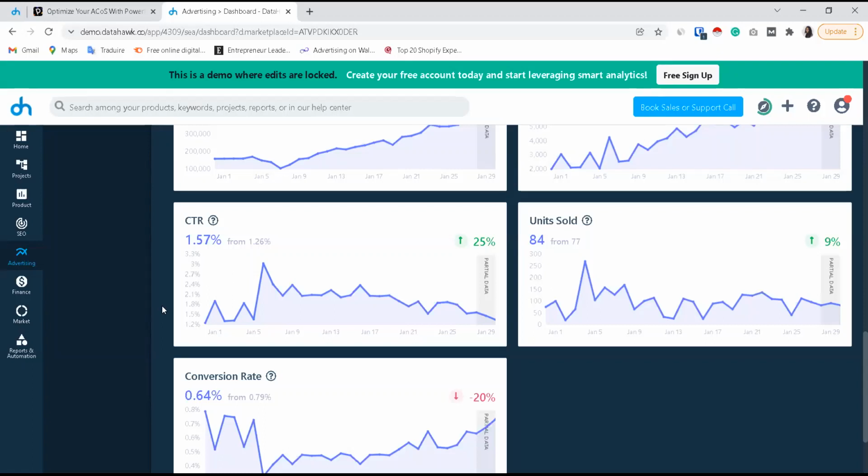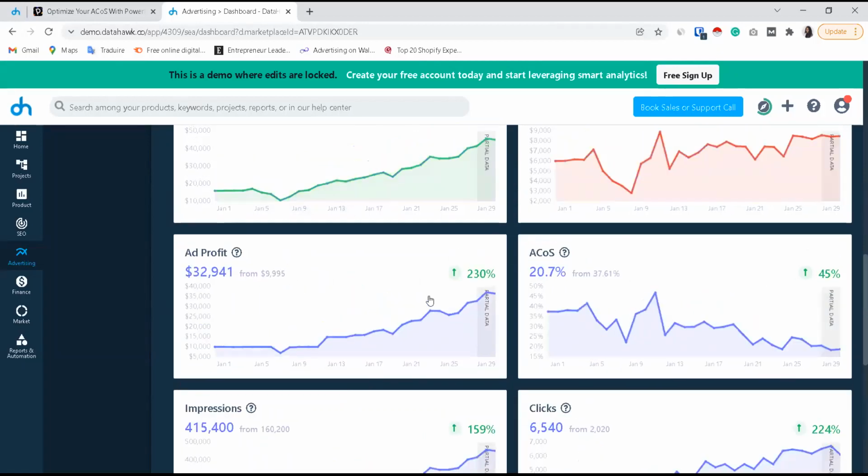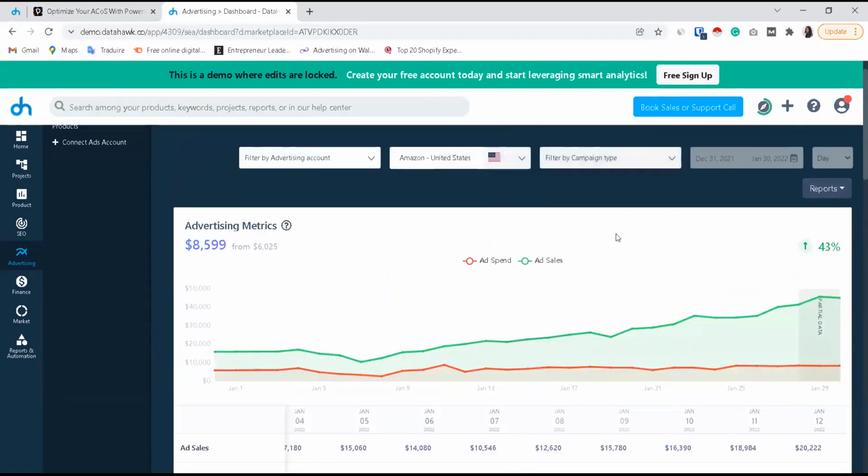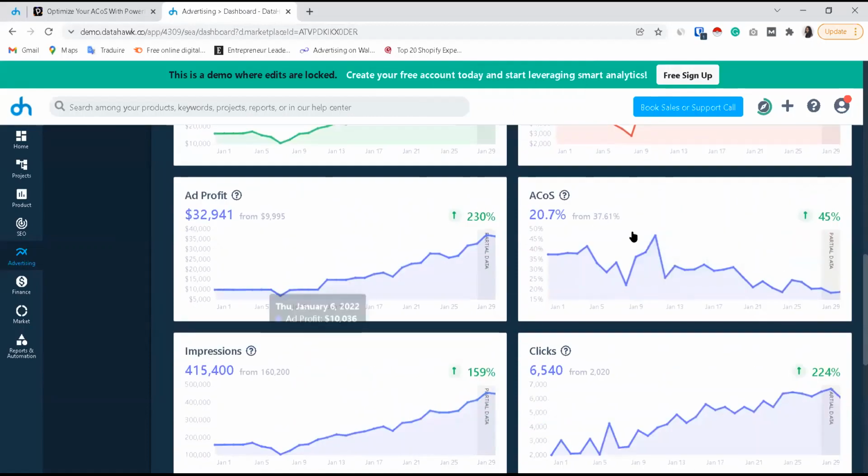So this chart here gives you the monthly view. If you change it to a yearly or a daily view, all of these metrics will change to your daily, monthly or yearly view, which again helps you understand all the monitored metrics and how it's working.